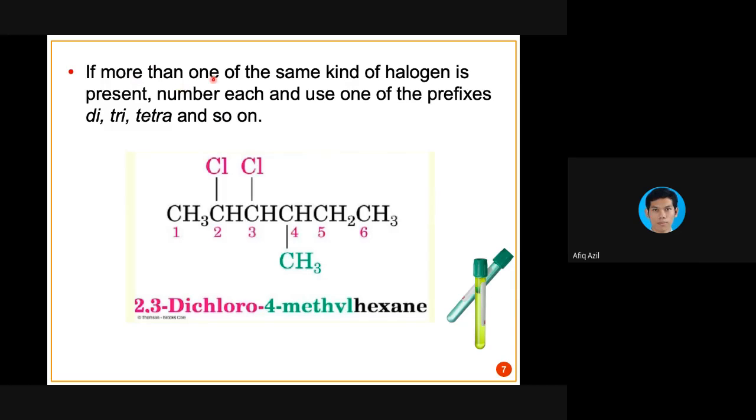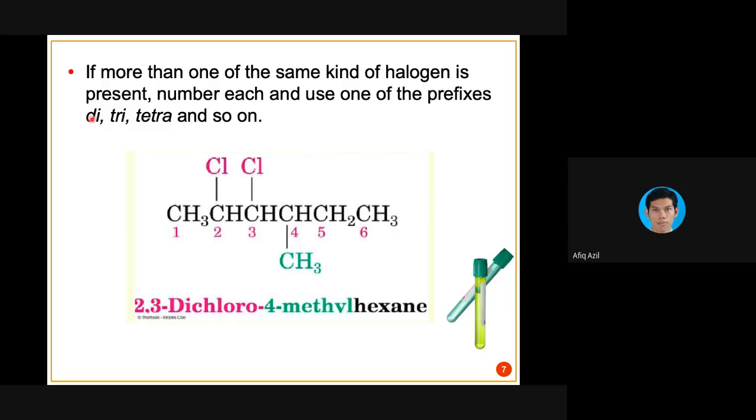Then if more than one of the same kind of halogen is present, if you look at this, there are two chlorines. So you have to number each and use one of the prefixes di, tri, tetra, and so on.